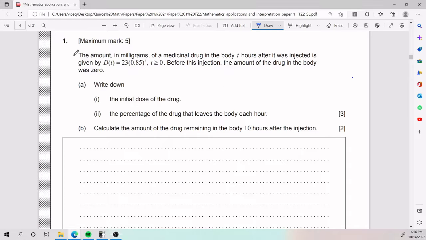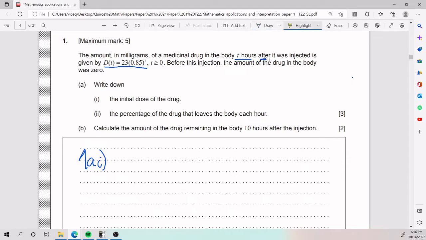All right, so we have that the amount in milligrams of a medicinal drug in the body T hours after it was injected is given by D(t) equals blah blah blah. See, before this injection, the amount of drug in the body was 0. For part 1A-i, we need to write the initial dose of the drug.